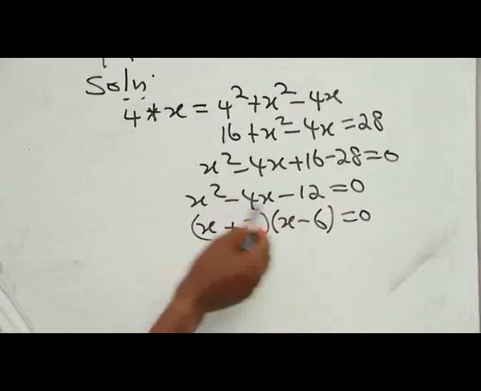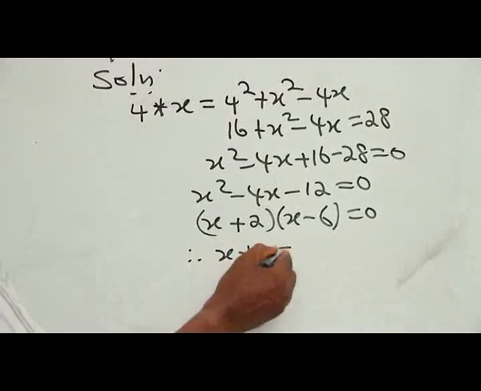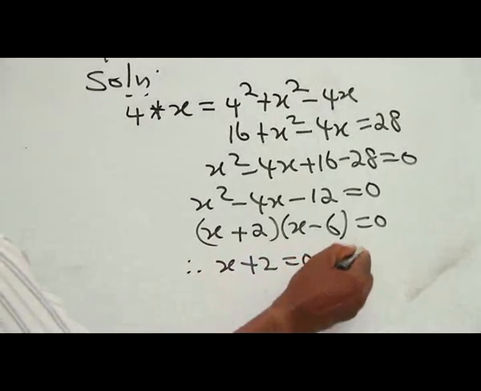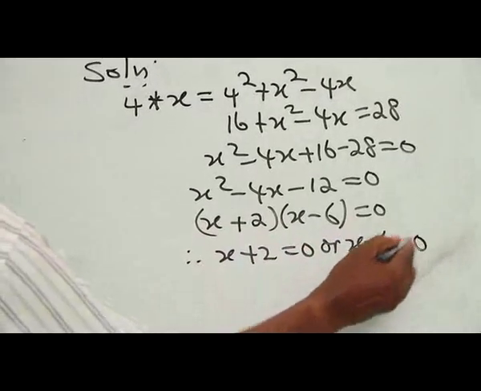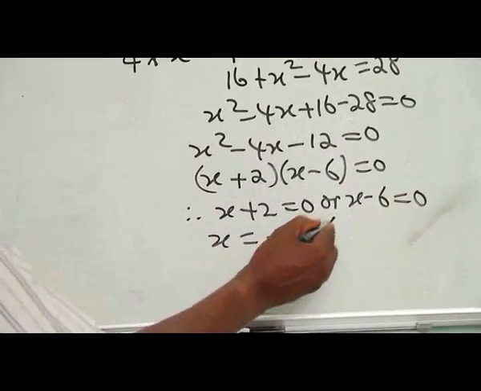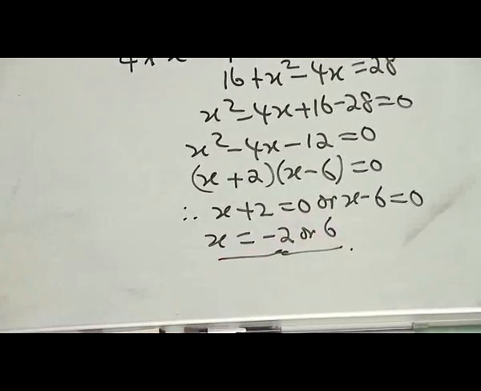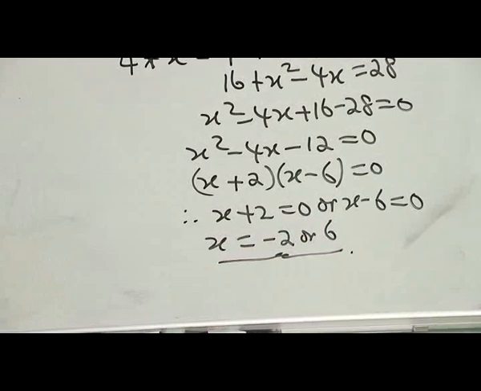Plus 2 minus 6 is minus 4. Therefore, S plus 2 is equal to 0, or S minus 6 is equal to 0. The result is that S is equal to minus 2, or it is 6. So with this, we have found the value of S. We have solved the equation to get the value of S.